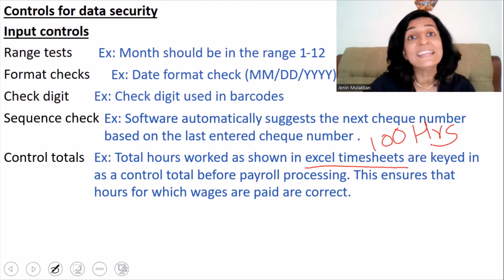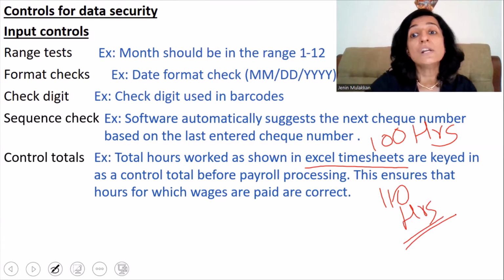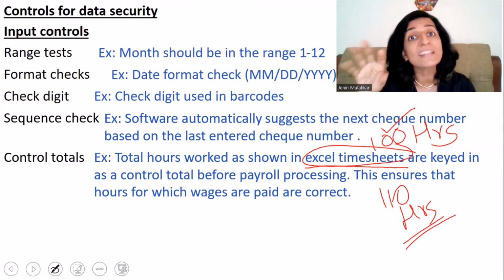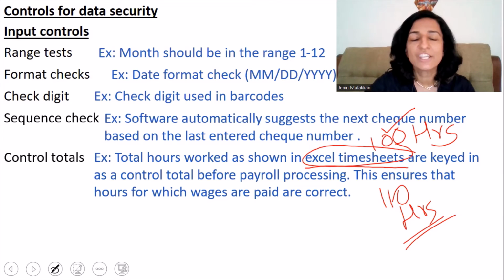So in case there is a keying in error and say the number of hours keyed into the system is say 110 hours, then immediately, because the control total of 100 hours has been entered in the system initially, the system will prompt that there is an error. So this is yet another input control security.